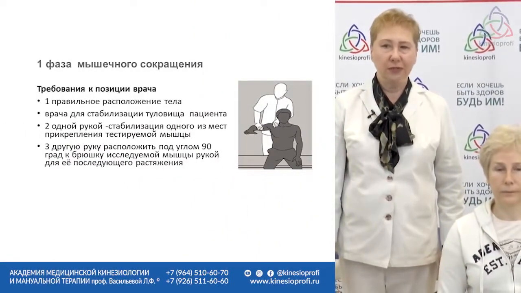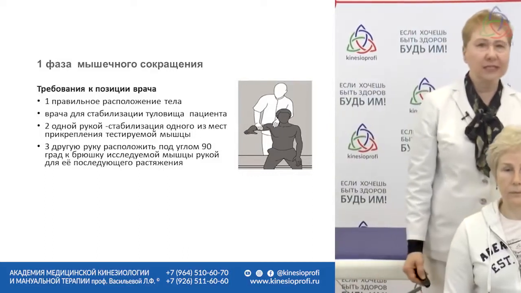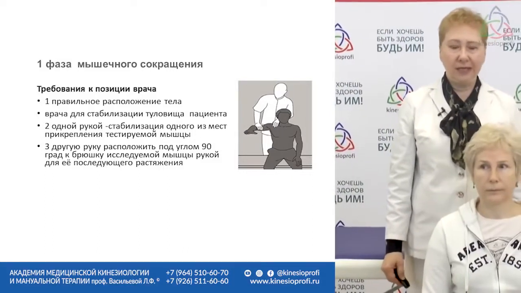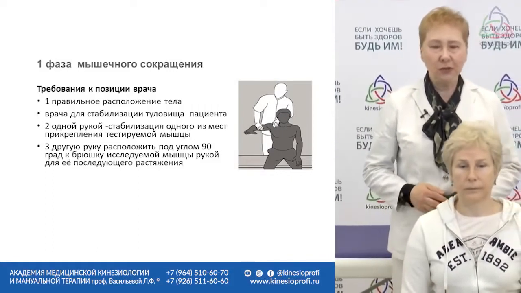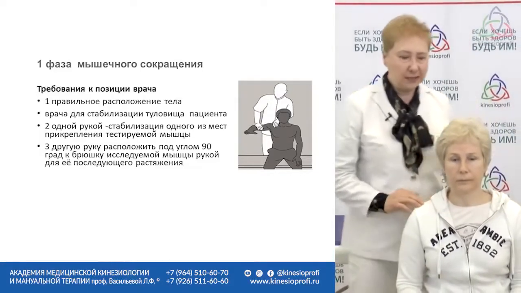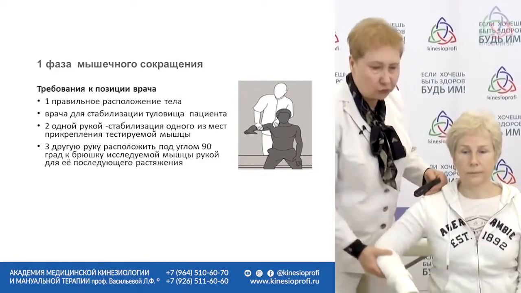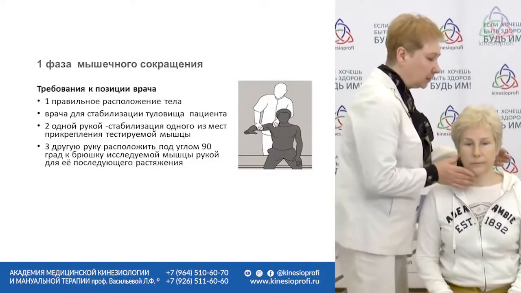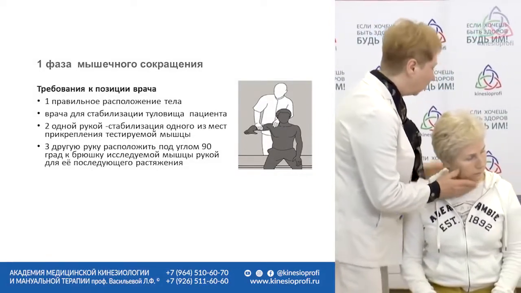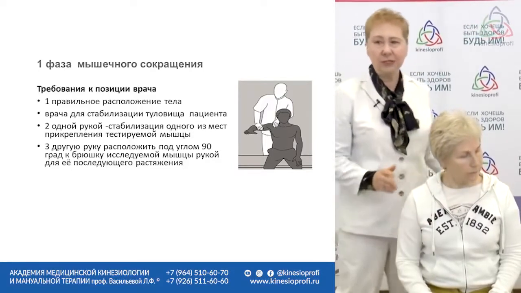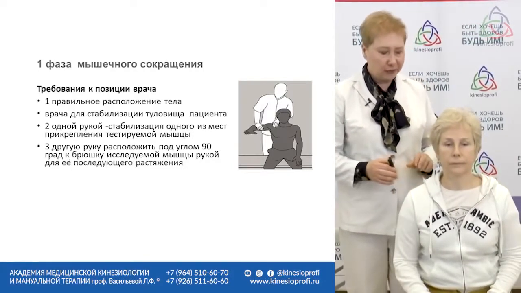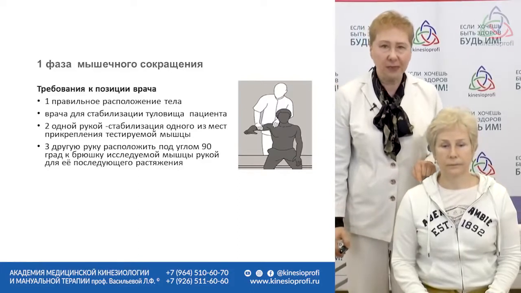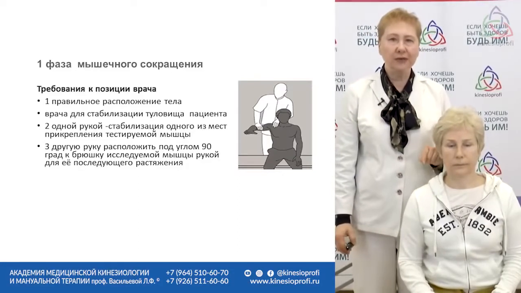Rule 2. You must stand correctly. If I test the deltoid muscle, I stand at the back. But if I test the subscapular muscle, I'll stand next to the patient. But I can also stand in the front. Your own position should be as good for you as possible so that you could stabilize the attachment point with your own hand and test with another.